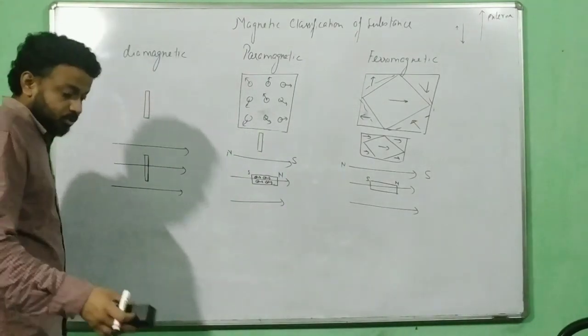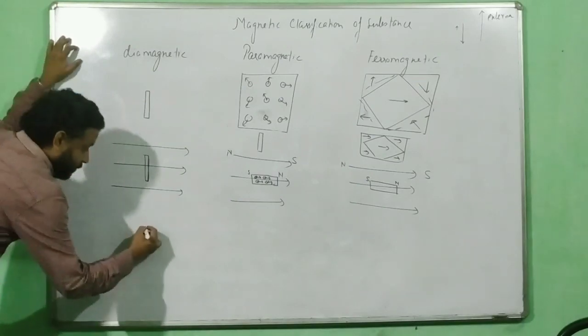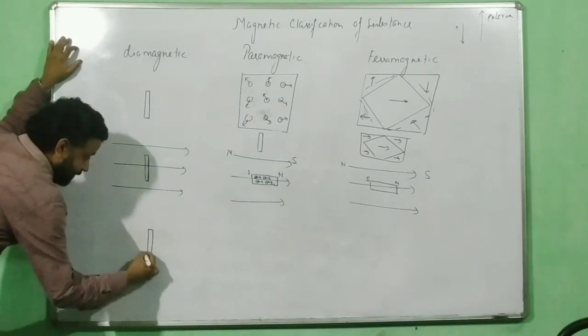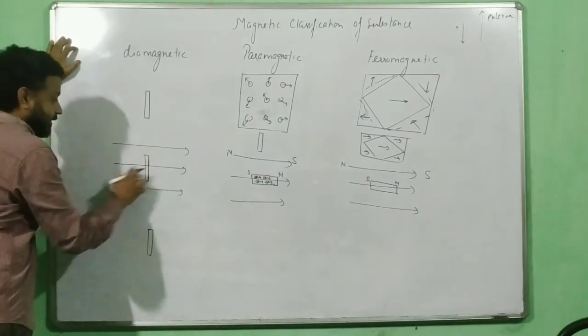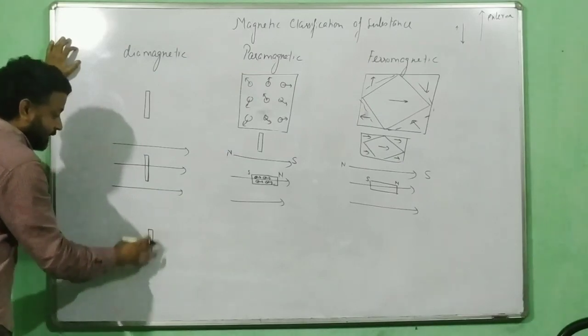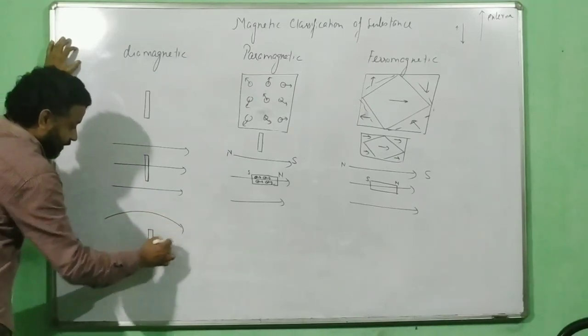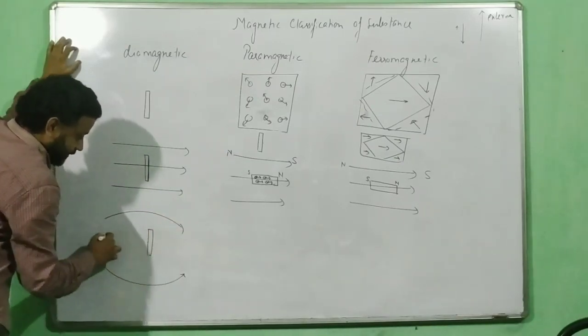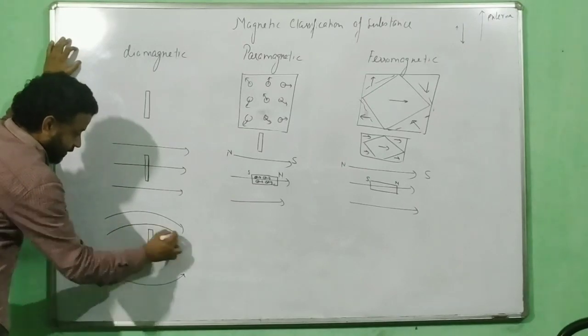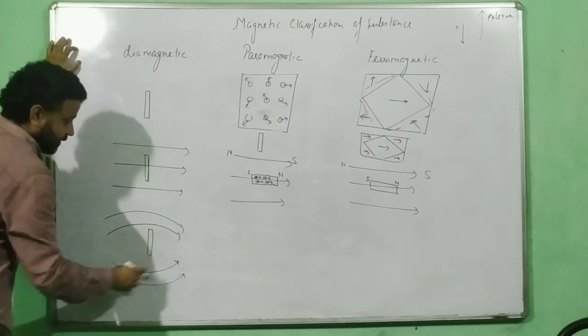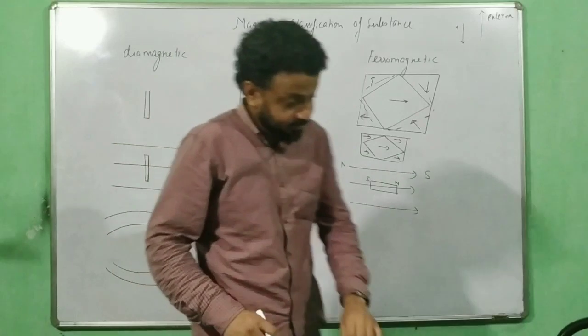There is one more way to represent this. Suppose this is my diamagnetic substance. Initially, if the fields are like this, the moment you place the diamagnetic substance, the field gets repelled like this. Okay. They get repelled like this.